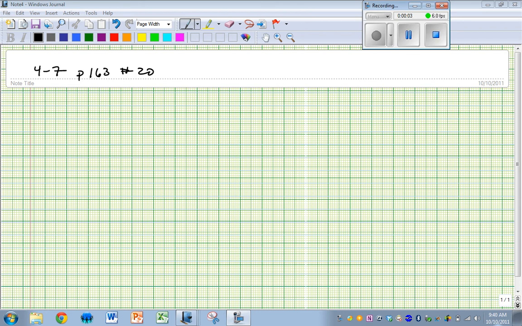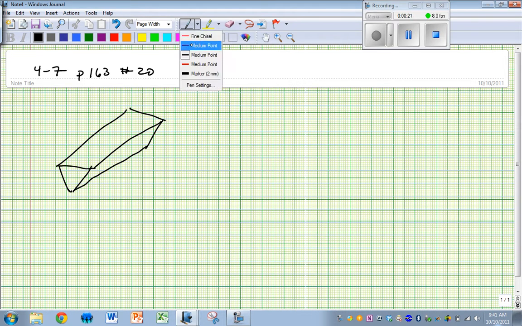All right, this is number 20. We have a trough. It says it's in the shape of a triangular prism. It has a length of 2, and the sides of the triangle are 1, 1. This length is 2. On the scale, we got some water in here, water in here, and water in here.